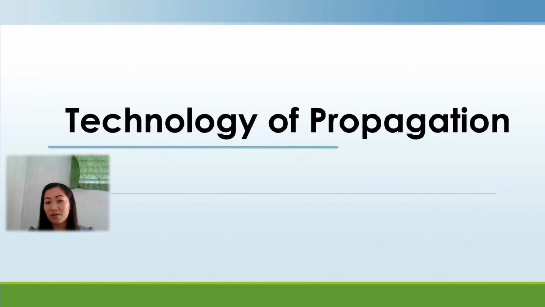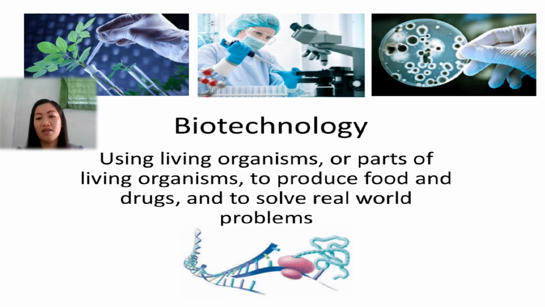So we also use technology for propagation. We use biotechnology. When we say biotechnology, it means we use living organisms or parts of a living organism to produce food and drugs and to solve real-world problems. That is what we call biotechnology. We use this technology to produce.